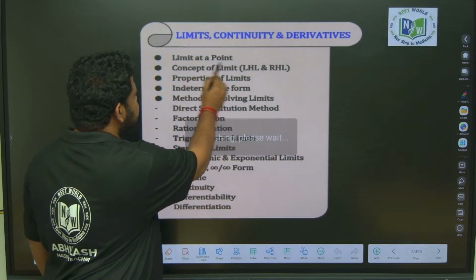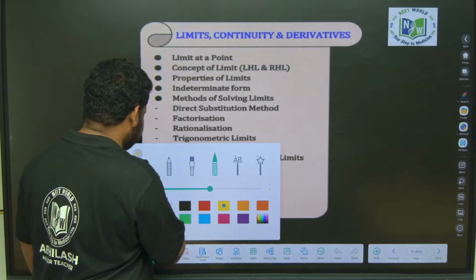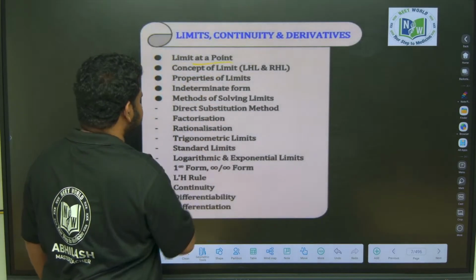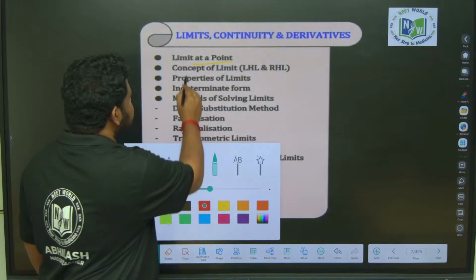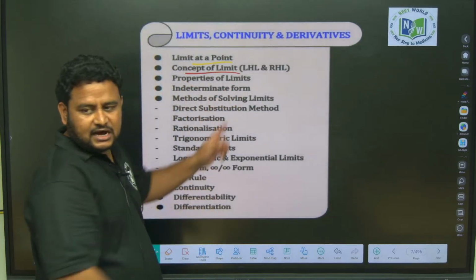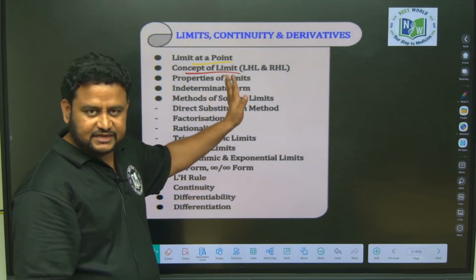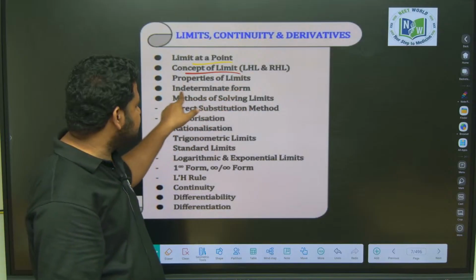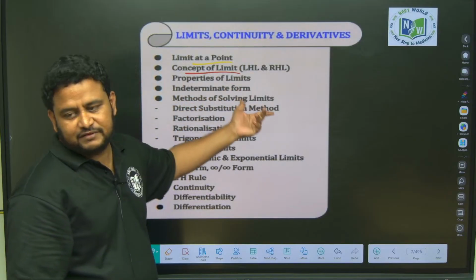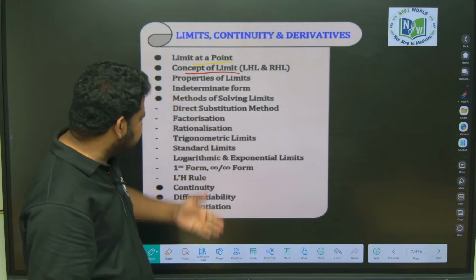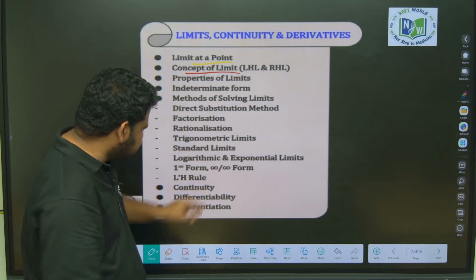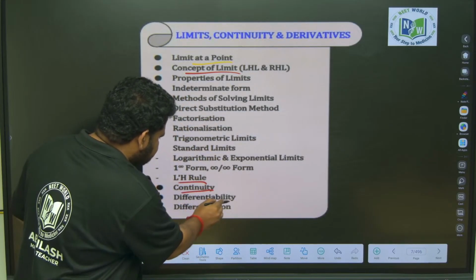So one is limit at a point. The concept of limit at a point is there. Next, LHL and RHL, left-handed limit, right-handed limit, everything I will explain. Next is properties of limits, indeterminate forms, methods of solving limits. So these are the various methods that we have, and the various rules: L'Hospital's rule, continuity, differentiability, differentiation.